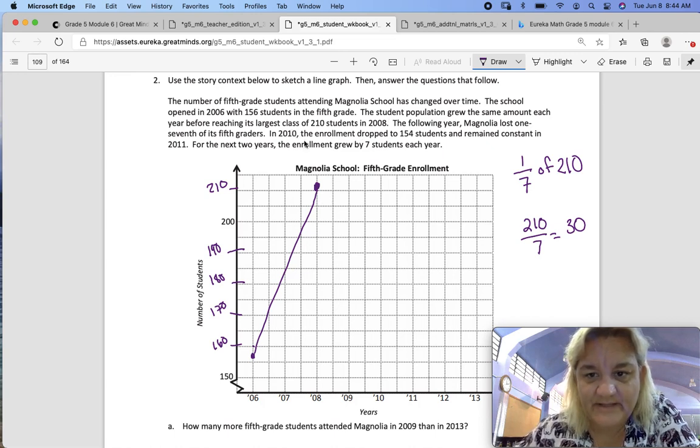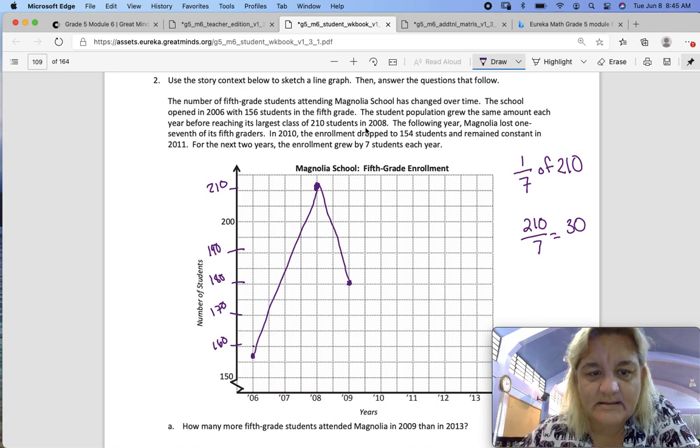The following year, Magnolia lost 1/7 of its 5th graders. So in 2009, they dropped 30 students. So we're going to go 10, 20, 30 students. We're going to go all the way down here. Okay. A big jump.